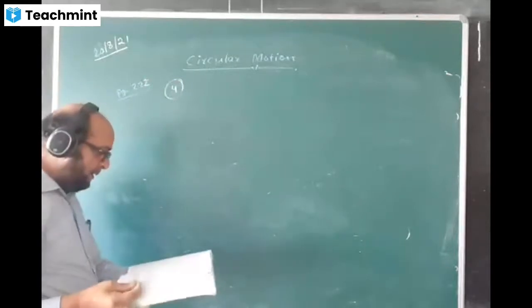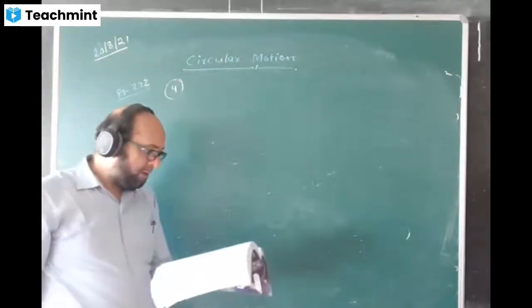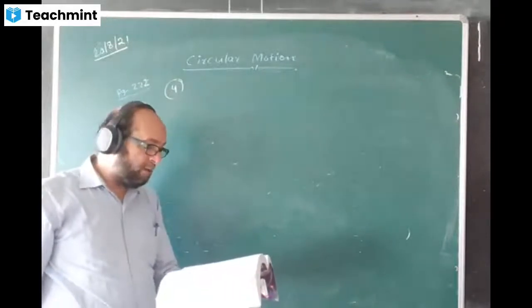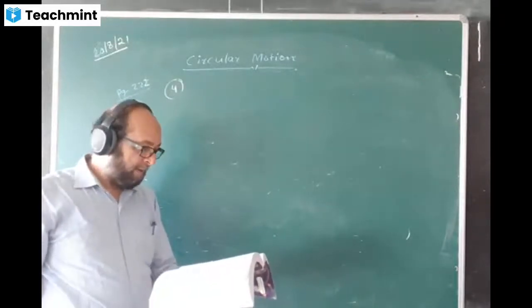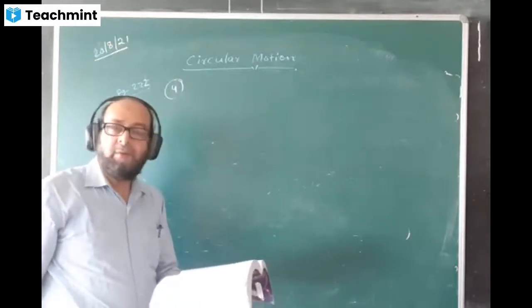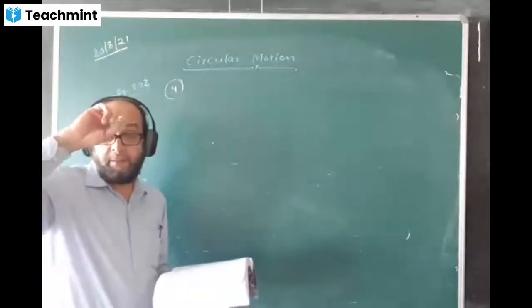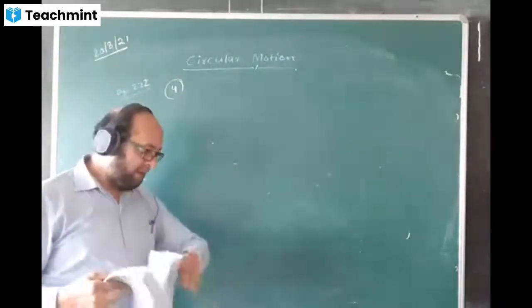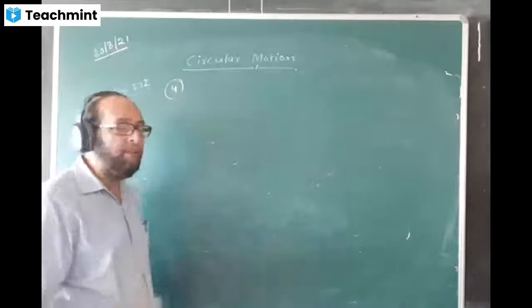Question said: a can filled with water is revolved in a vertical circle of radius 4 meter. The water does not fall down. The time period corresponding to the top position of circular path will be about, you have to find the value of time period, the period of revolution. And the value of g is given 10. How to do? Very simple.